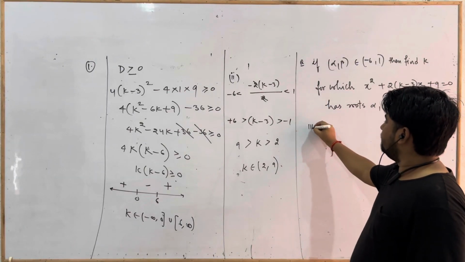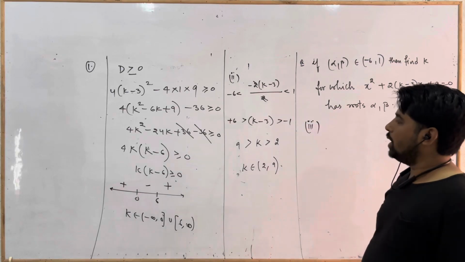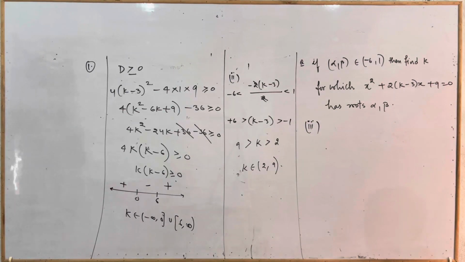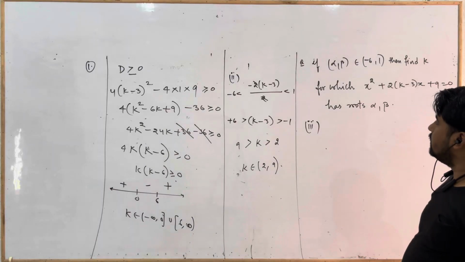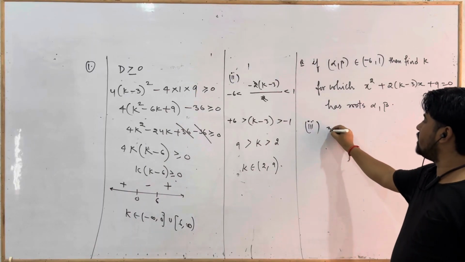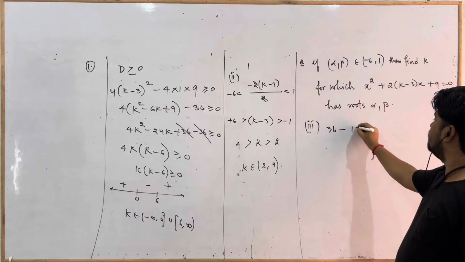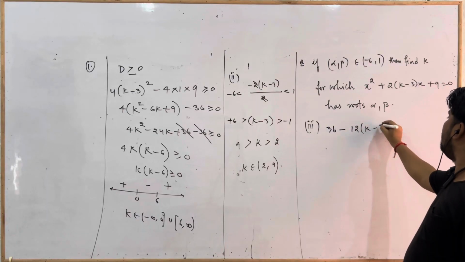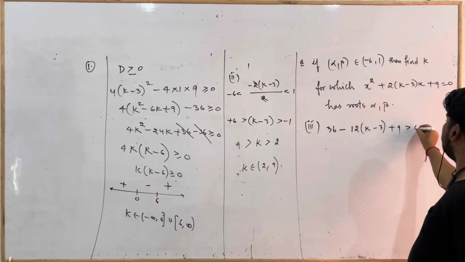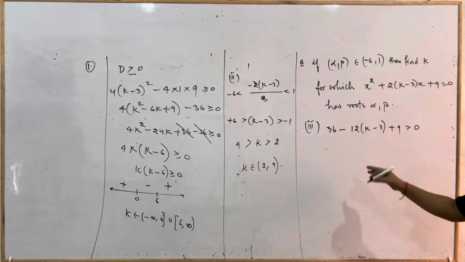Third one is what? Here f of minus 6 should be greater than 0. So what is f of minus 6 here? If I put the minus 6 here, it's 36 minus 12k minus 3 and plus 9 is greater than what? 0. Let's simplify this one.